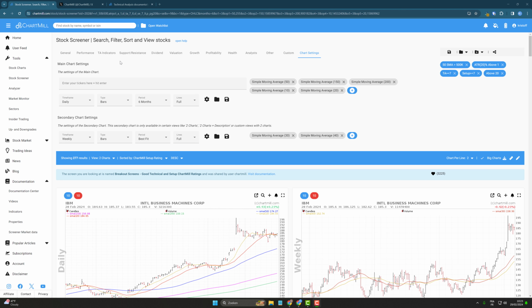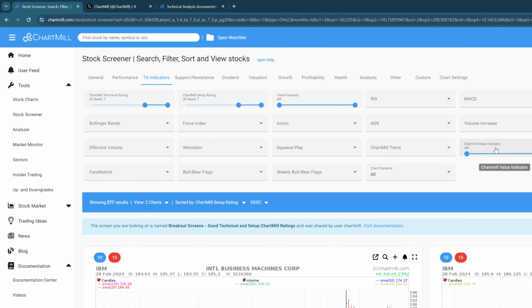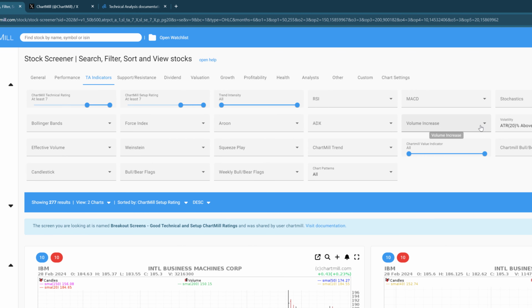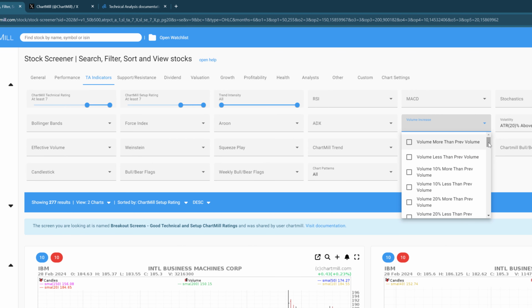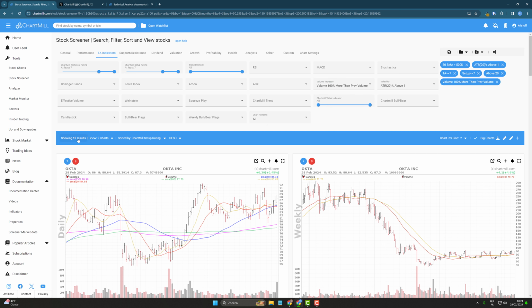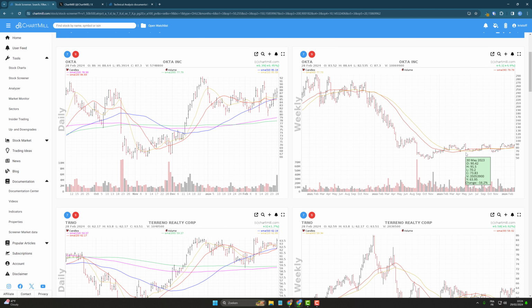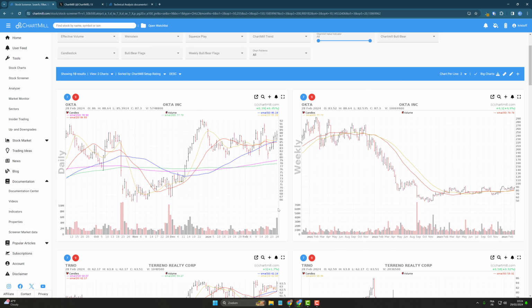A filter I'm using myself on a regular basis is a volume increase filter. Open the technical indicators tab and then the volume increase. Open the drop down menu, and I always start quite strict, volume 100% more than previous volume. So we are left with only 10 results. Okta, for example, more than double the volume of the last trading session. A stage 1 ready to break out into a stage 2, showing some strong volume.